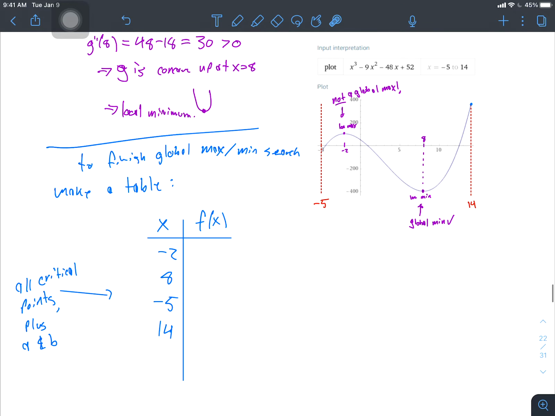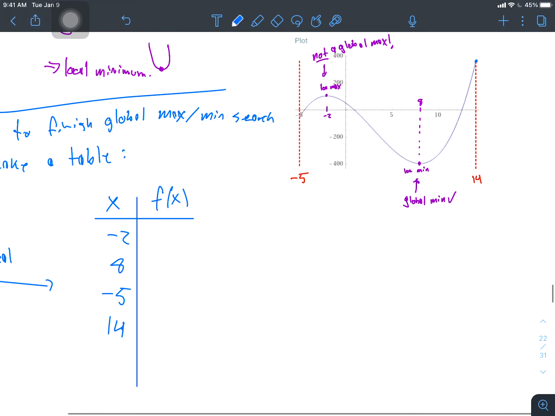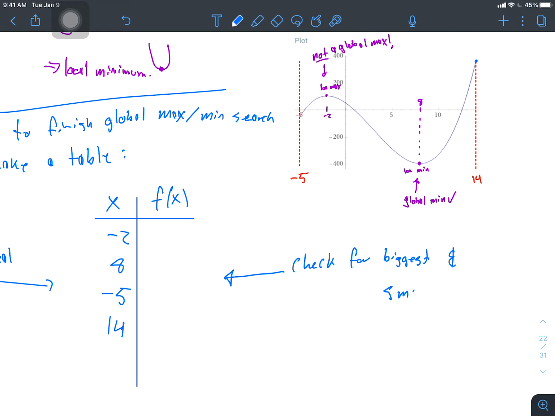And then what I am going to do is find the value of the function at each of these points. I know that the global max has to occur at one of these points. So I just check the heights for each of them, and I check which number is the biggest and the smallest. So then check for biggest and smallest number.